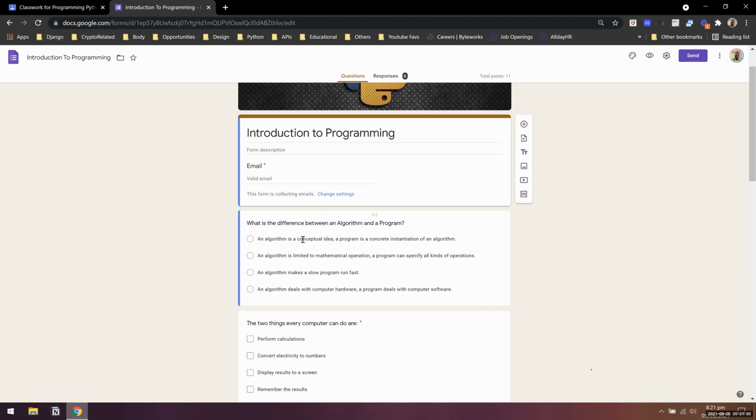Conceptual is just a big word. It just means the concept. And the program is an instantiation of that idea. It's basically what you get, basically the output of the idea.